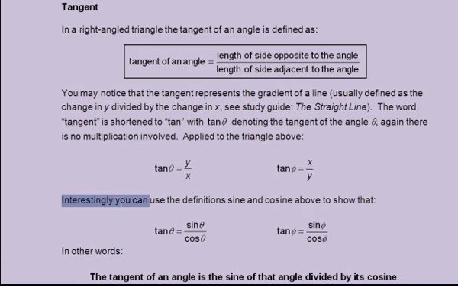Interestingly, you can use the definitions of sine and cosine above to show that tan theta equals sine theta divided by cosine theta, and tan phi equals sine phi divided by cosine phi. In other words, the tangent of an angle is the sine of that angle divided by its cosine.